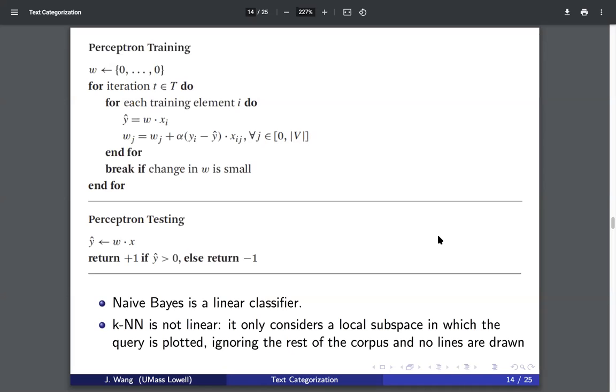Okay, so we already talked about this last time. So we just go to the support vector machine.